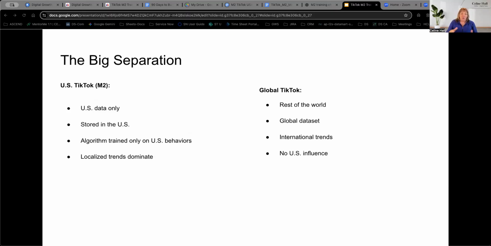So there will be no crossover. The version that I'm using, which is the worldwide version, is not going to cross over to the US. So you're not going to be seeing any data transferring from one to the other. They are completely separate. The US is only going to be there, and the worldwide is only going to be worldwide. There's no crossover, no sharing of data. The US data is not feeding the worldwide global algorithm.